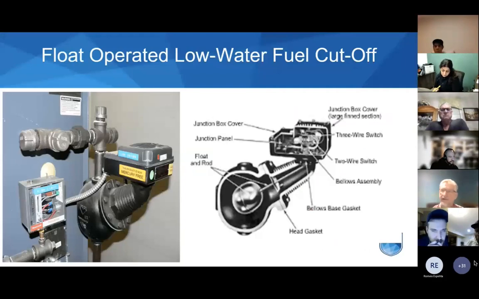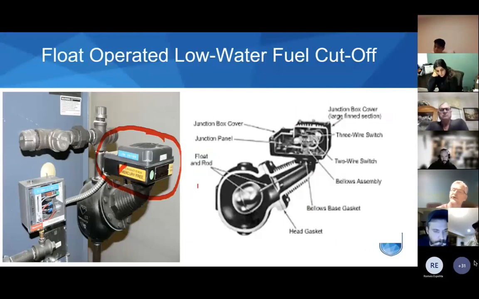So here's one in the wild, and this is on a hot water boiler. And you see it says this product is now mercury free. So this one won't have mercury switches in it. It has different kinds of switches.